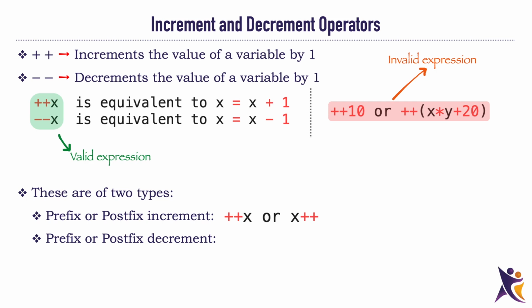Similarly, we have two types of decrement operator. One is the prefix decrement operator, where minus minus appears before the variable, and the other is the postfix decrement operator, where minus minus appears after the variable, right? So now let's take a look at what makes postfix and prefix differ, along with some examples.